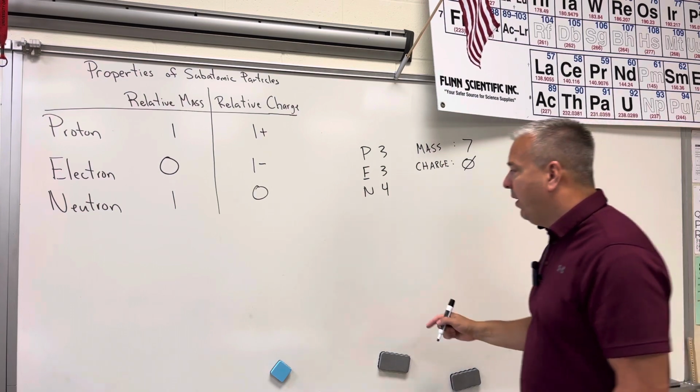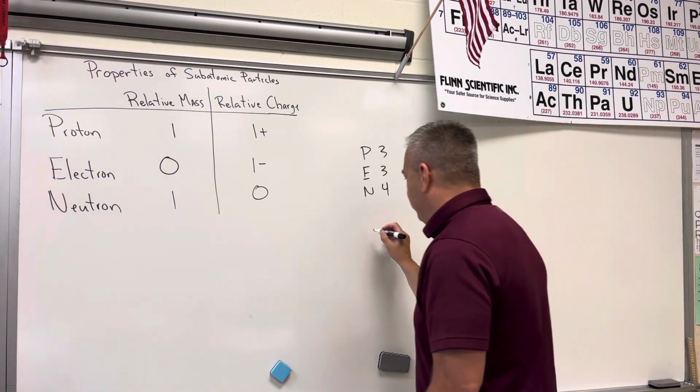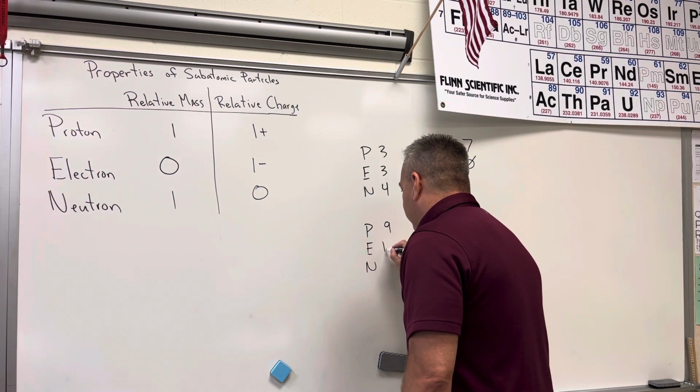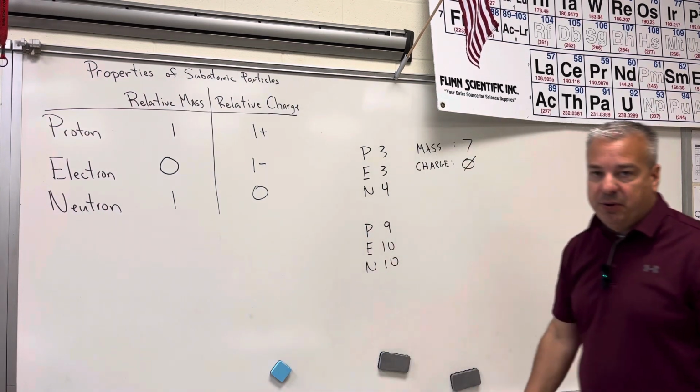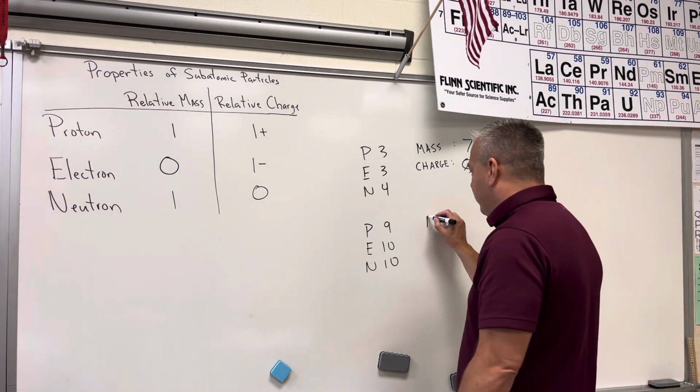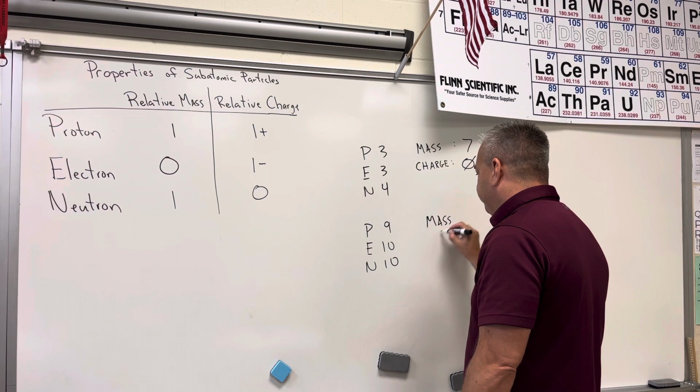Let's do one more. And like I said, I'm going somewhere with this. It might seem a little easy, but let's say I had a structure that was 9, 10, and 10 as far as its protons, electrons, and neutrons. What type of mass and what type of charge would you get out of this?